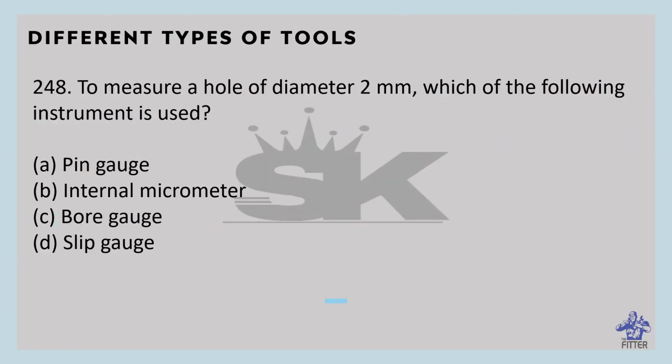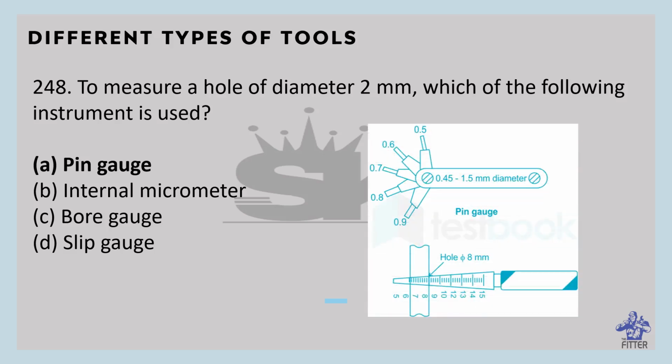To measure a hole of diameter 2 mm, which of the following instruments is used? That is pin gauge. You can see here in the image. A pin gauge can be used to measure a hole of diameter 2 mm. That's the right answer. Pin gauge works on the go and no go principle.